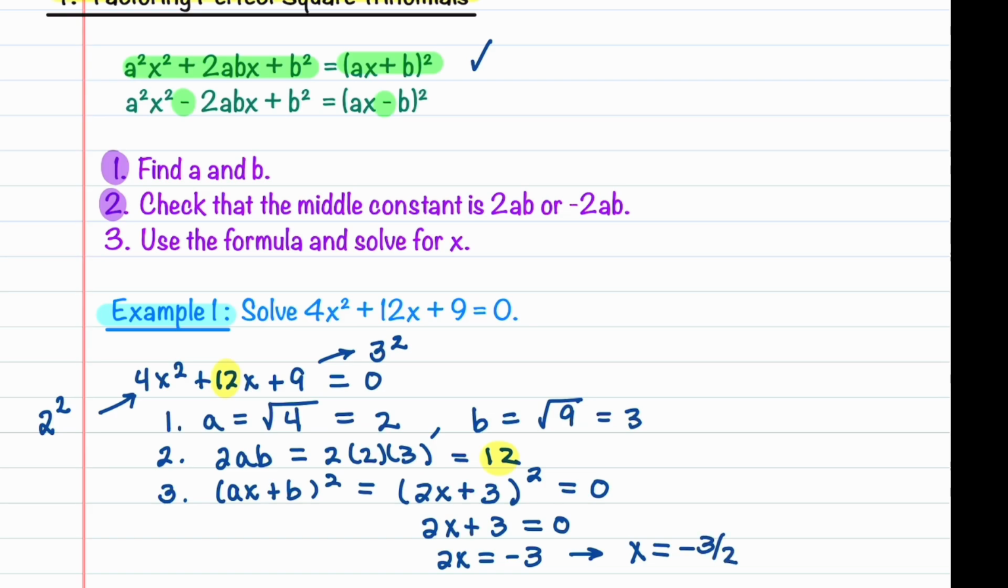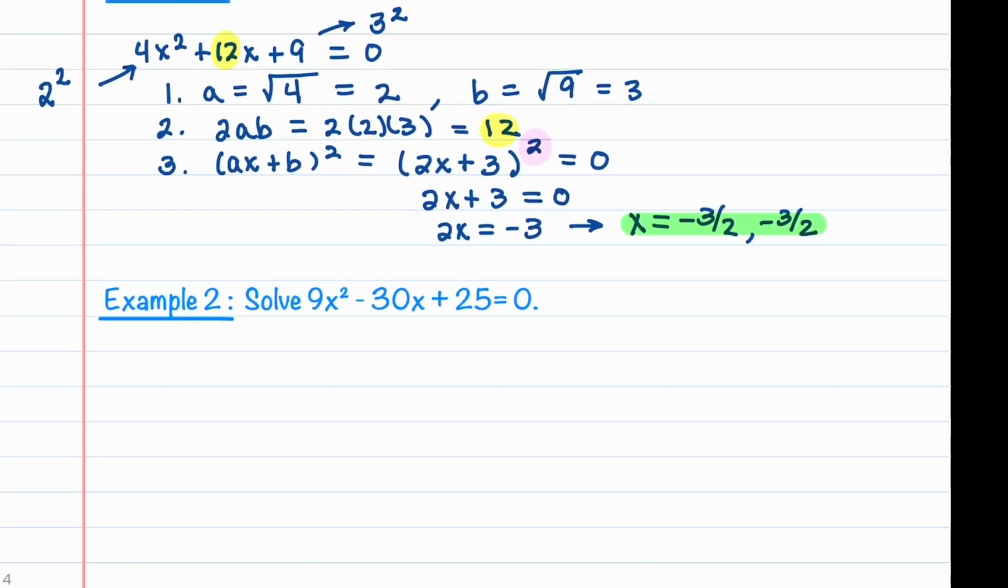Now, here's where we have to be careful. Notice that in our problem, we had 2x plus 3 quantity squared. That means that we are going to get 2 roots. So the proper solution is going to be x is equal to minus 3/2 and minus 3/2. And that just tells us that we have what's called a repeated root. Let's now look at our next example.